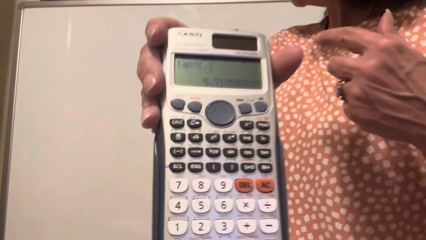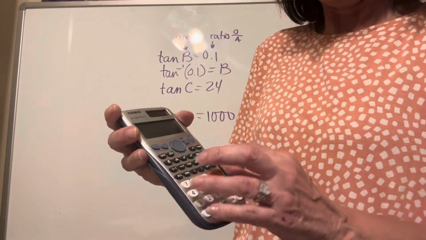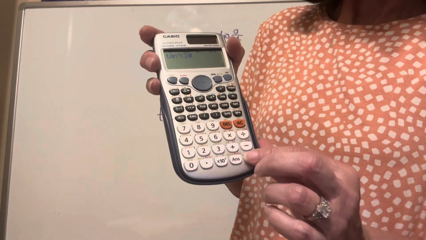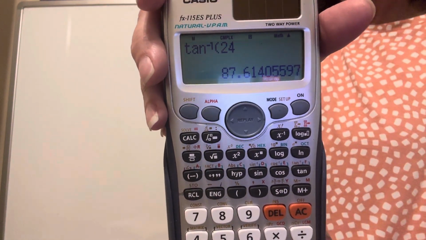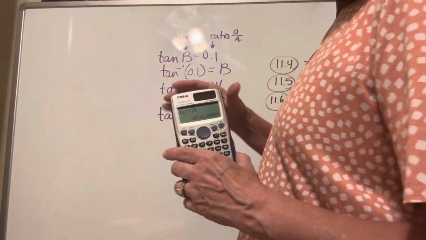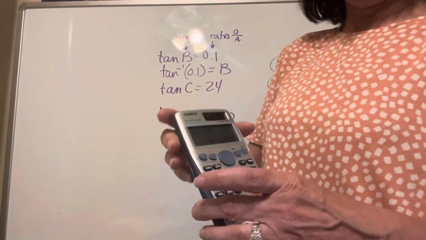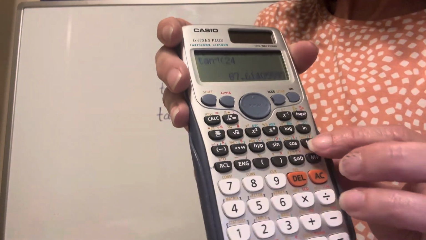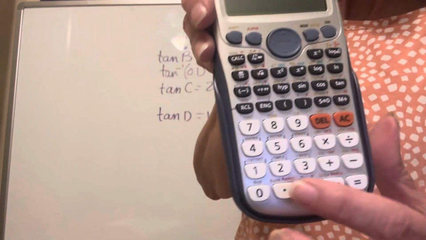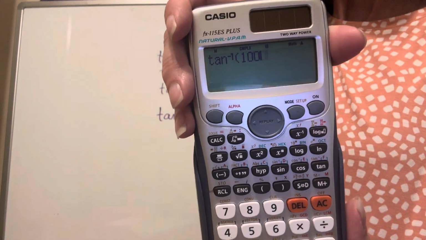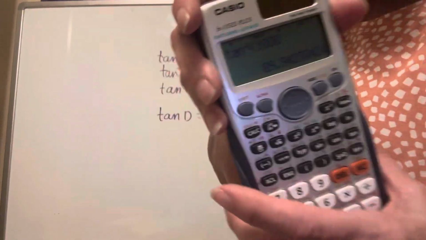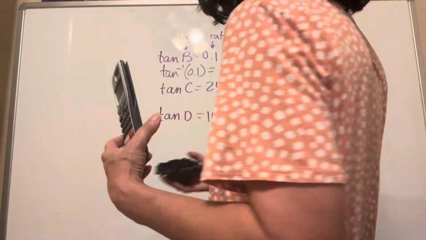Same thing for the next one. Shift tan 24 equals 87.61 degrees. Next one. All right, so this is 7, 8, and 9. All right. Shift tan 1000 equals 89.94. All right, that's 7 through 9.